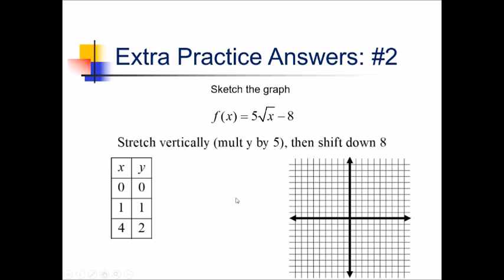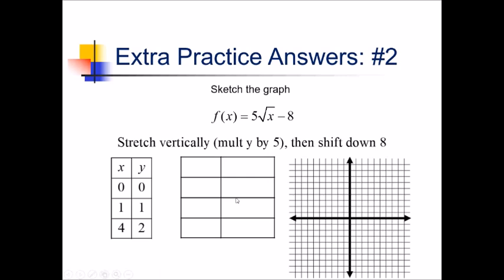So making a table to reflect all that. The x values are not being changed at all, so I'll just rewrite those in a minute. For the y values, we're doing 5 times y, and then shifting down 8 means we have to do minus 8. So again, x values not changed, 0, 1, and 4, still the x values. For the y values, though, 5 times the y and then subtract 8. We've got 5 times 0 minus 8 is negative 8. 5 times 1 is 5, minus 8 is negative 3. 5 times 2 is 10, minus 8 is 2.